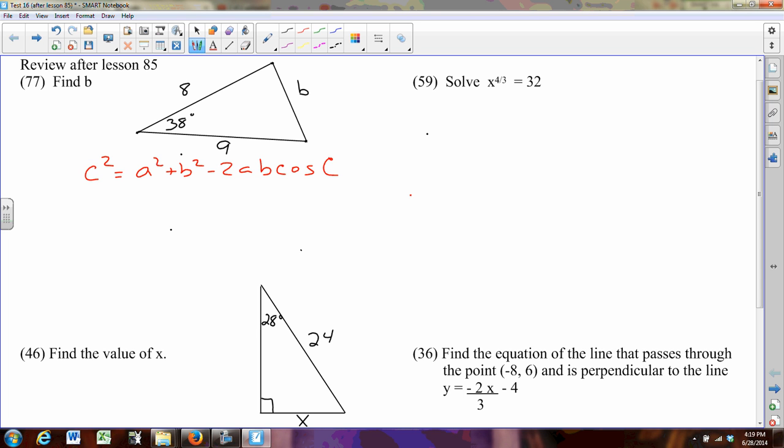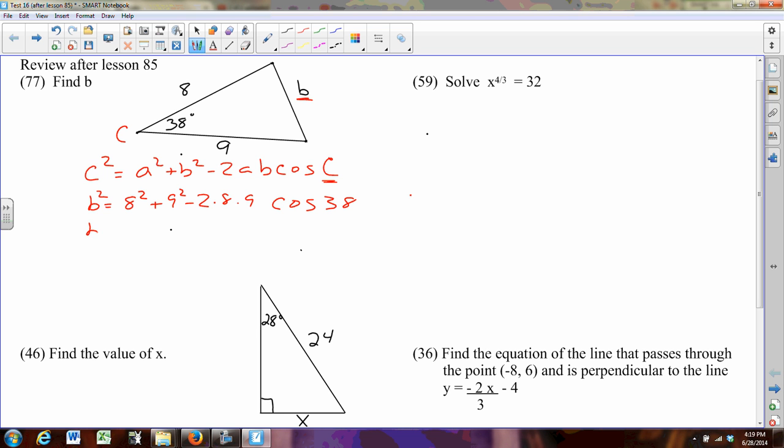Now, this has to be our angle. So we would have our cosine of 38 degrees. That makes this point C, so then this would have to be our other bookend. So we'd have B squared equals 8 squared plus 9 squared minus 2 times 8 times 9 cosine of 38.